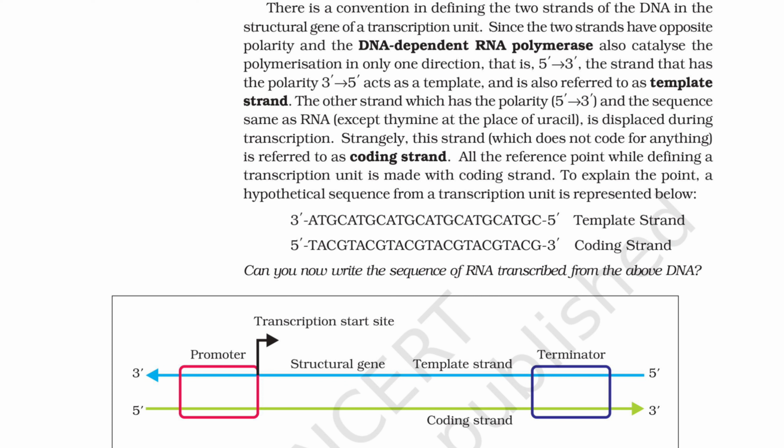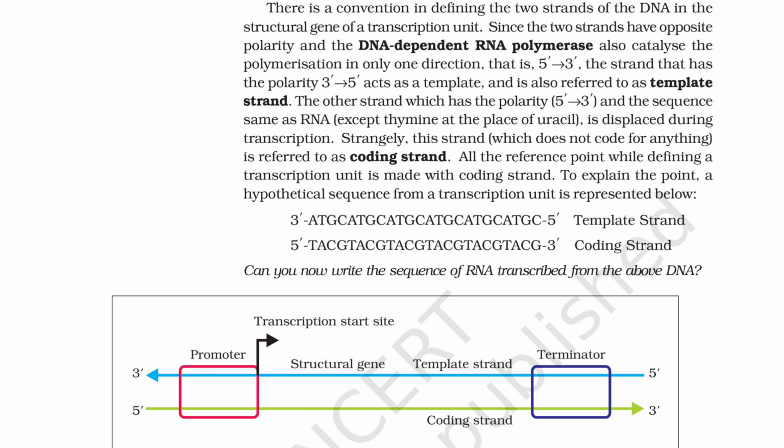the strand that has the polarity 3' to 5' acts as a template, and is also referred to as the template strand. The other strand, which has the polarity 5' to 3', and a sequence the same as RNA, except thymine in the place of uracil, is displaced during transcription. Strangely, this strand, which does not code for anything, is referred to as the coding strand. All the reference points while defining a transcription unit are made with the coding strand.